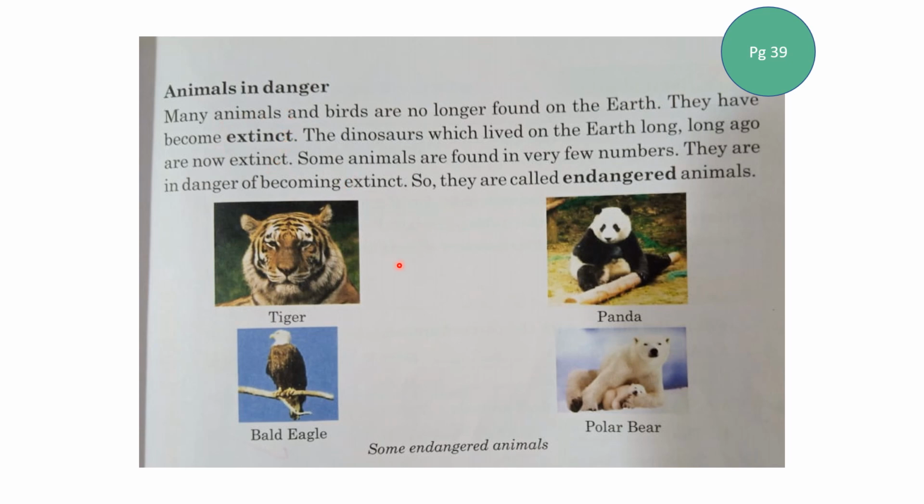Some animals are in danger of becoming extinct. कुछ animals ऐसे हैं जो कि इतने कम हो गए हैं, their quantity around the world is so less that they might become extinct. And these, since they are in danger, they are called endangered animals. So some of the endangered animals are tigers, panda, polar bear, and the bald eagle. These are the animals that people have hunted so much or people have not taken care of them and destroyed their homes, and because of that they are at the risk of becoming extinct, so they are called the endangered animals. We should try and protect these animals.